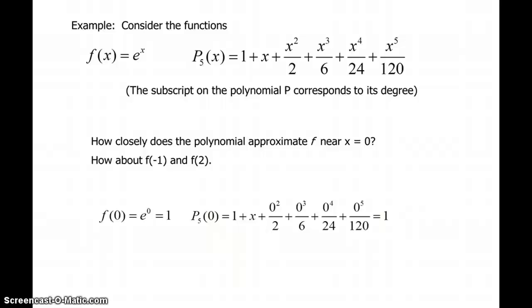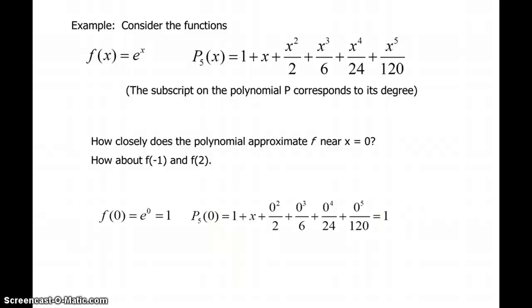But what if I said I wanted you to give me f of negative 1 accurate to 5 decimal places? And I didn't give you a calculator or a computer or a CAS in order to do that. I wanted you to do it by hand. That would be really difficult to do.